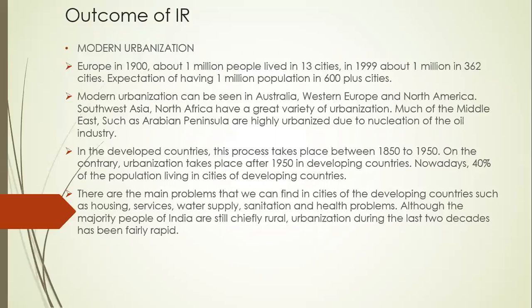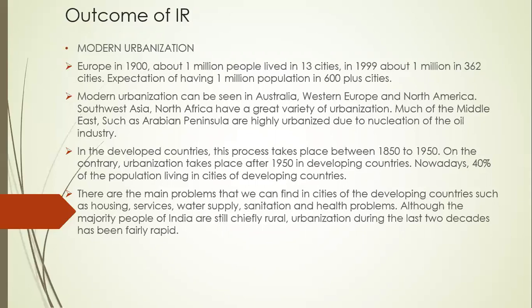We can also see modern urbanization in different areas like Australia, Western Europe, North America, and also in Southwest Asia and North Africa. They also had a great variety of urbanization. But the Middle East areas, such as the Arabian Peninsula, are highly urbanized due to their oil industry. Modern urbanization started in developed countries from 1850 to 1950, but on the contrary, in developing countries, urbanization started from 1950. Even today, 40% of the population lives in cities of developing countries.